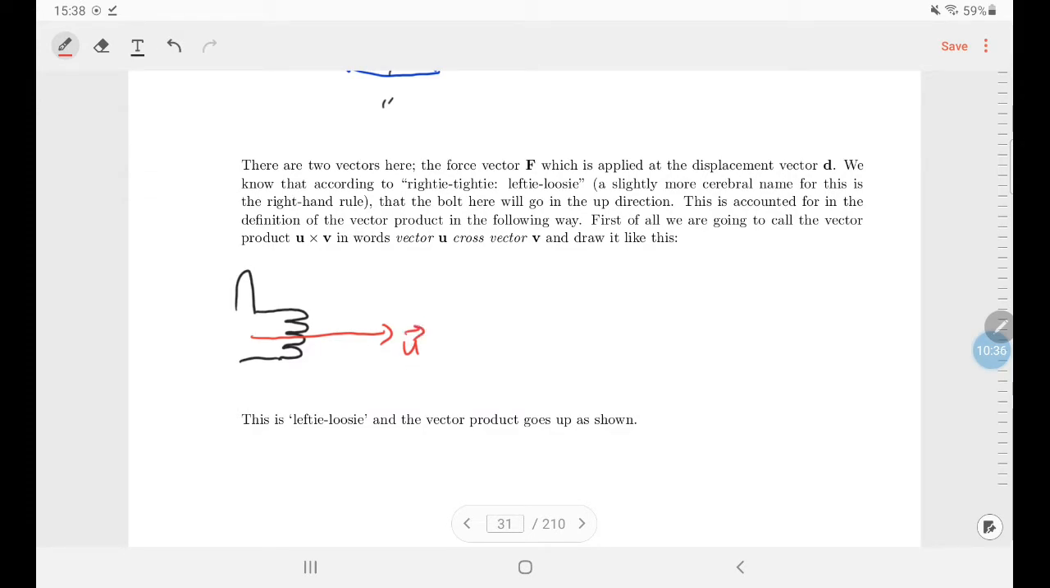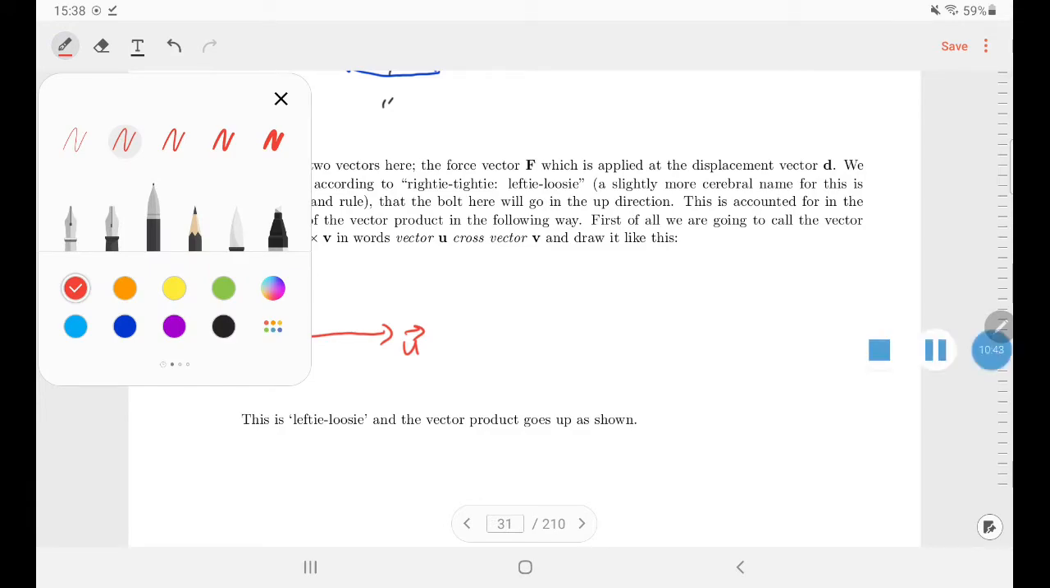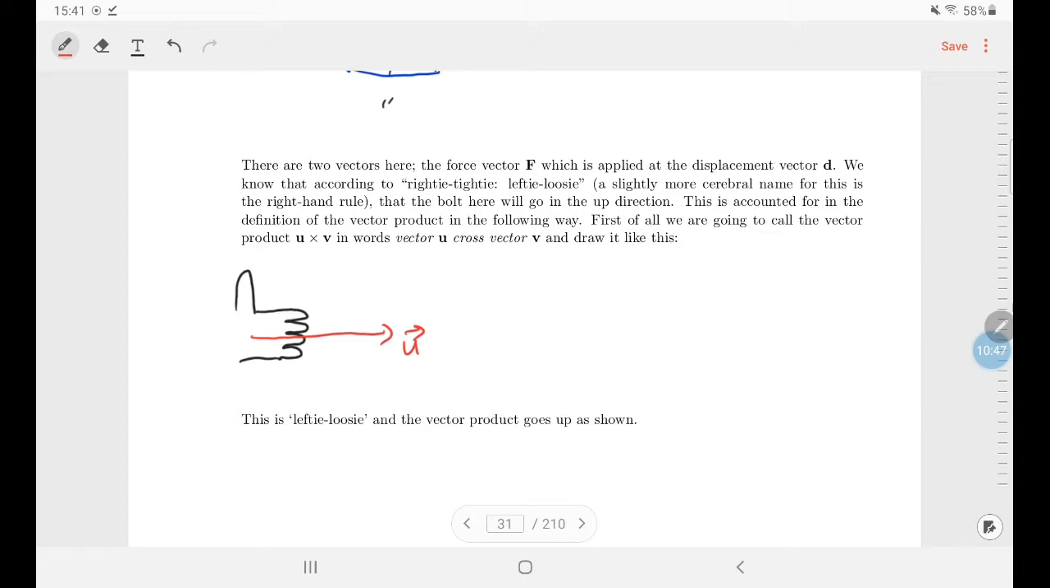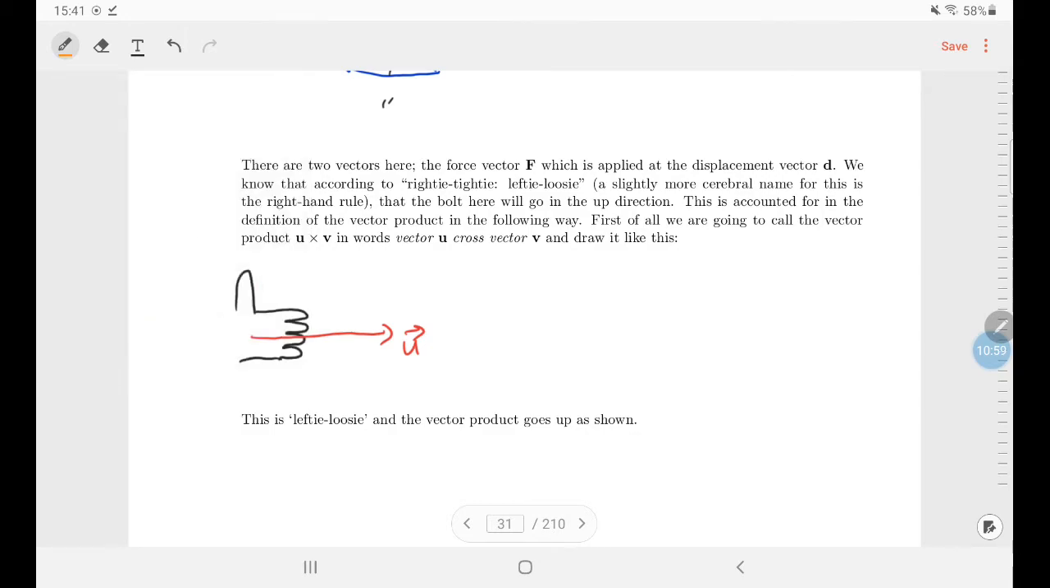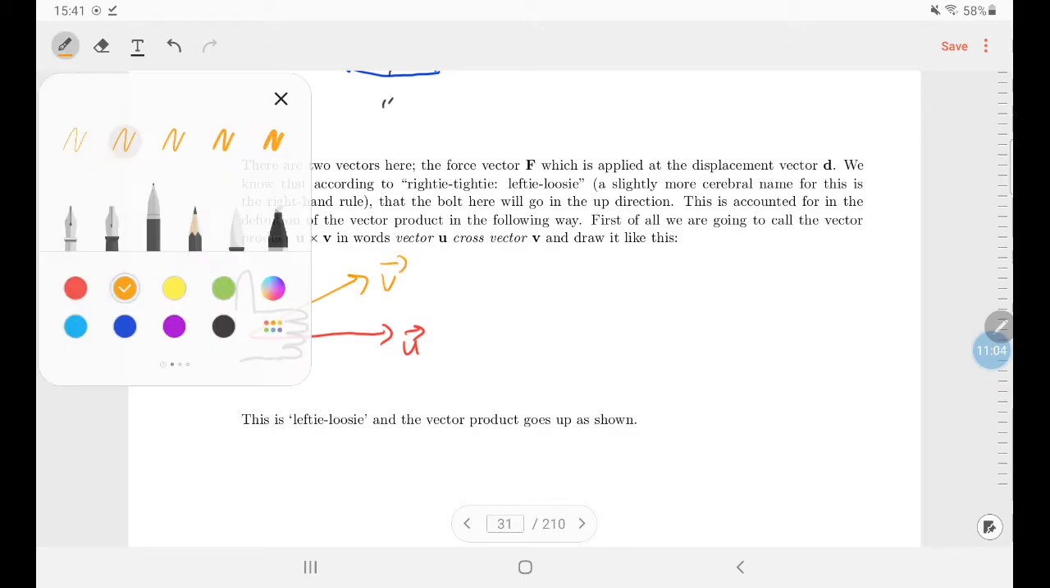Now, if you close your fingers as far as the vector v, so there's your hand, and then with your right hand, sweep with your fingers to the position of v, with your right hand.